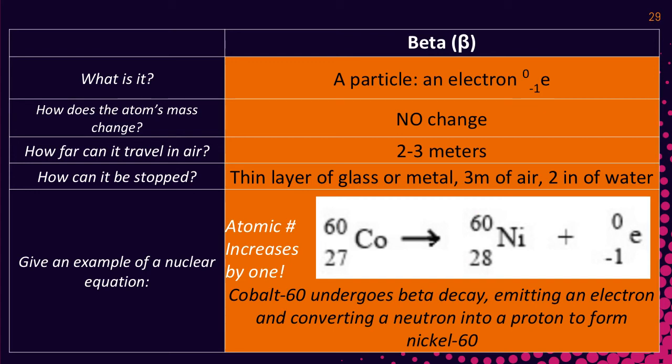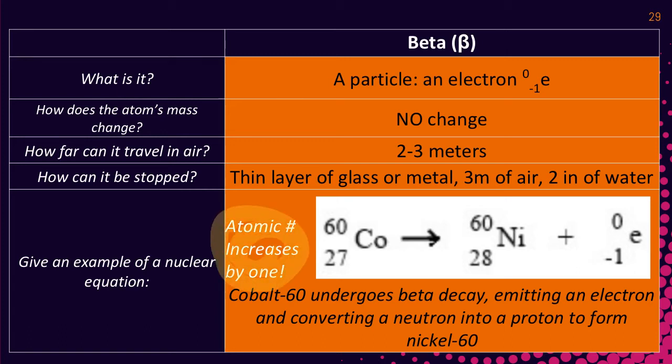Our beta decay, so in this case we are throwing off an electron from our radioisotope. The atom's mass doesn't change at all. We're not throwing off any mass. These can travel further because they're much smaller. They can travel 2 to 3 meters, that's about 6.5 to 10 feet. These can be stopped by a thin layer of glass or metal, 3 meters of air, or 2 inches of water. And notice for this one, the atomic number is increasing by 1.